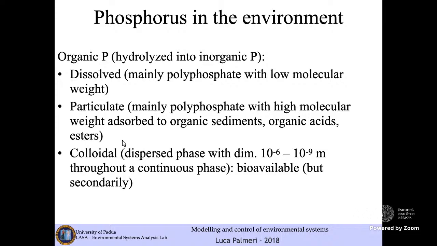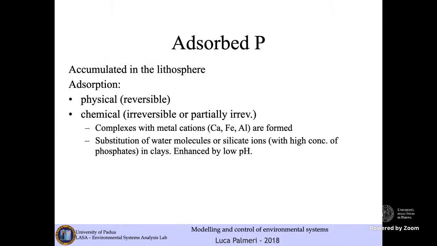throughout a continuous phase. It is bioavailable, but typically this is secondarily bioavailable, meaning that living organisms or primary producers typically consume all the orthophosphate forms, and when the orthophosphate or the polyphosphate forms are getting reduced, then they switch to the colloidal form.